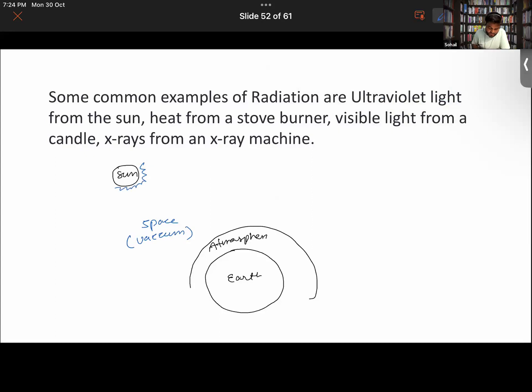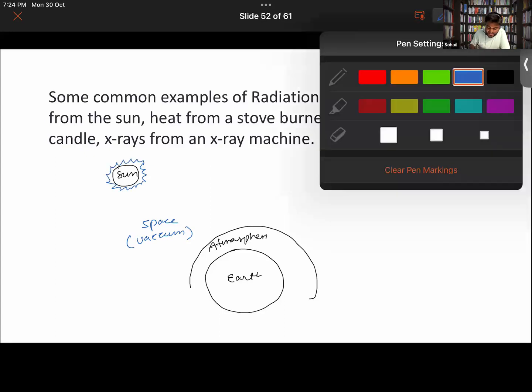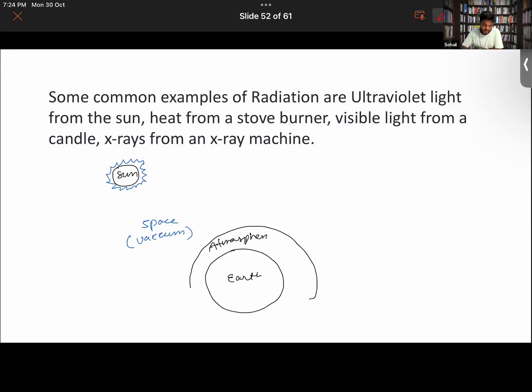So now the thing over here is that the light rays that are coming from the sun are actually passing through space, through a vacuum, and then after that they enter the atmosphere of the earth and finally reach the surface of the earth. So here we get to see that light rays are actually traveling from this hot sun to the cold earth, and it does not necessarily require a medium.